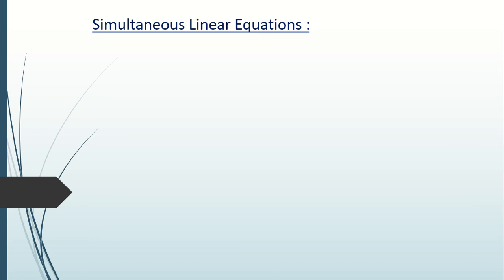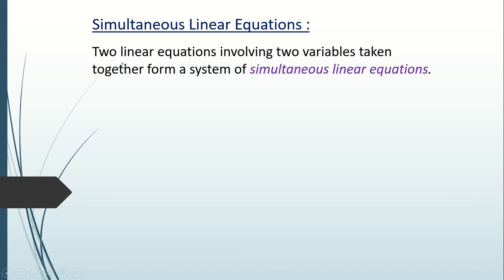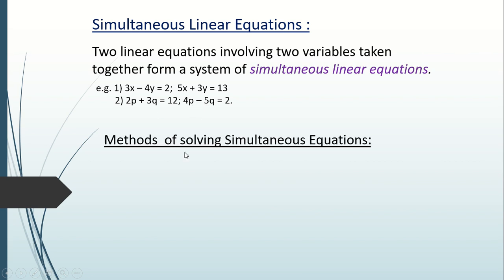Simultaneous linear equations. Two linear equations involving two variables taken together form a system of simultaneous linear equations. So just two linear equations, when they are taken together, 1 and 2, they form a system, and that system is called simultaneous equations. And there are various methods in which we can solve these simultaneous equations.